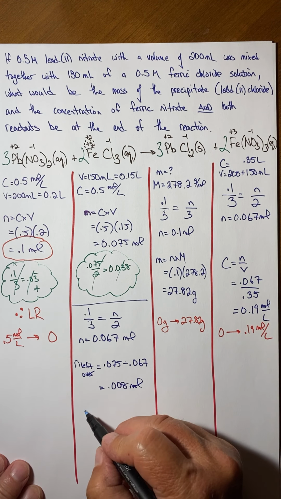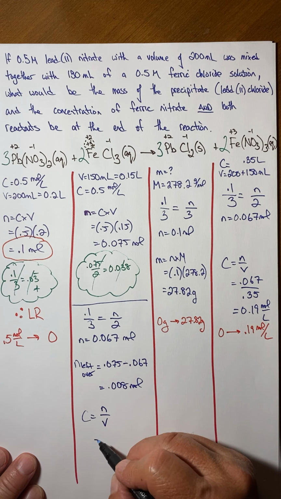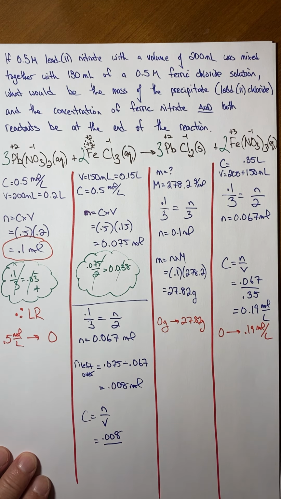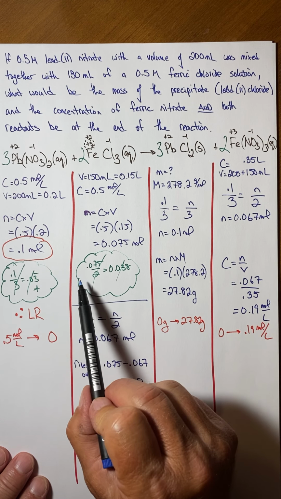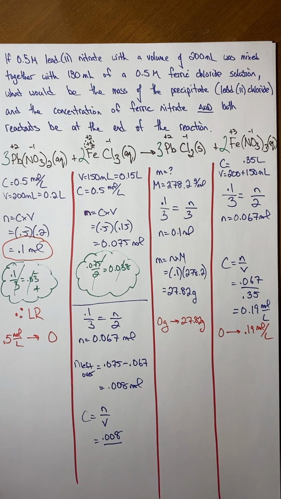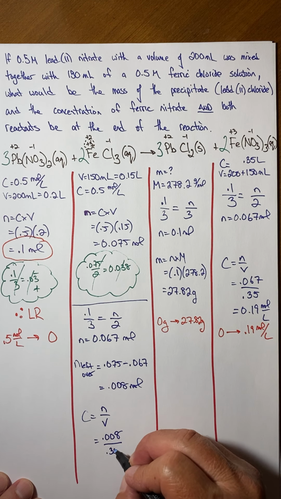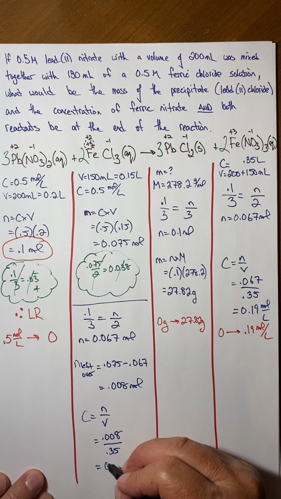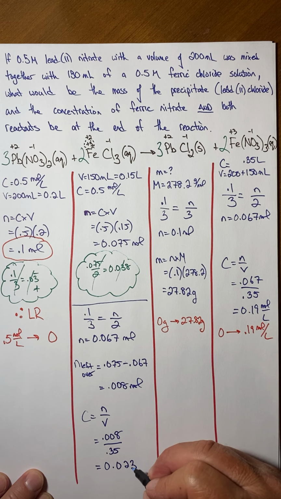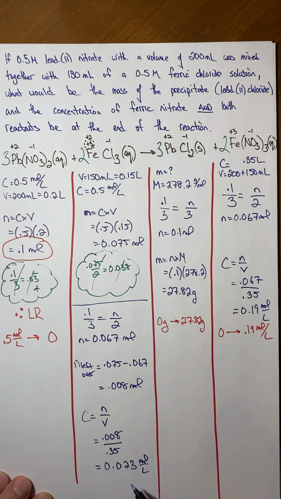So concentration, this is easy, right? N over V, 0.008. Now, volume, you aren't going to use the 150 milliliters because you've mixed both of these solutions together. Remember, all of this is in one beaker. So I have to divide that by 0.35, which is the solutions all put together. And when I do that, I end up with a final concentration of 0.023 moles per liter. Now, that should be less than what I started with, and it is. So in this case, I started at 0.5, and I ended up with 0.023 moles per liter.